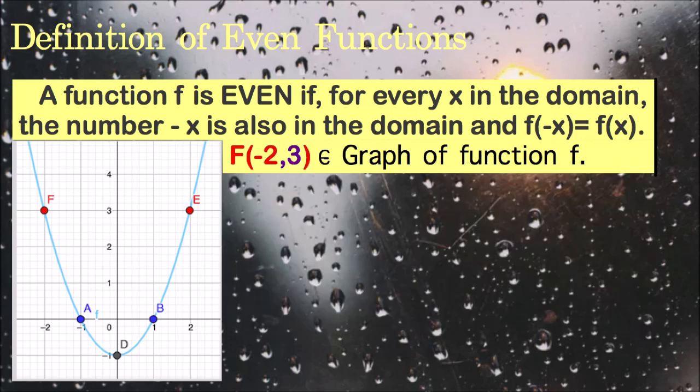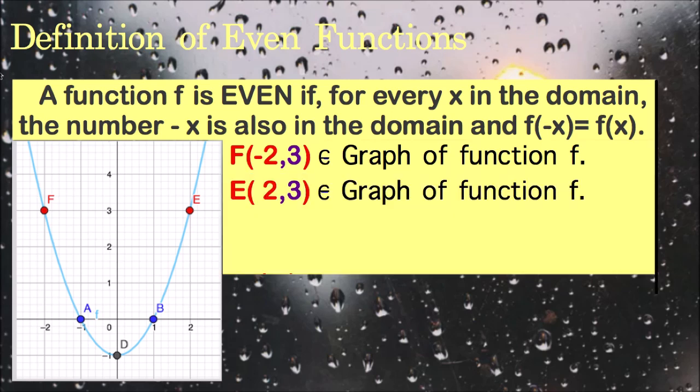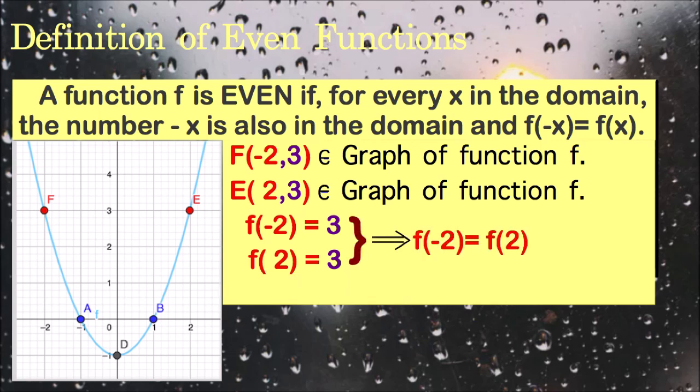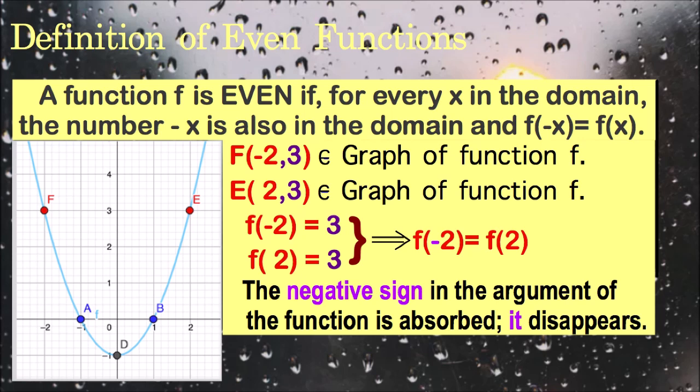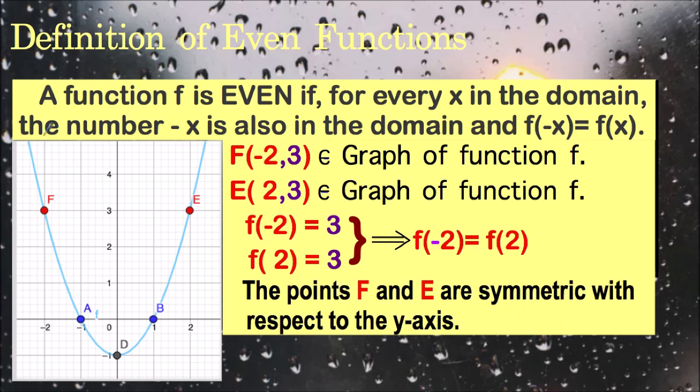F negative 2, 3 belongs to the graph of function f. E 2, 3 also belongs to the graph of function f. F of negative 2 equals 3. F of 2 equals 3. Thus, f of negative 2 equals f of 2. The negative sign in the argument of the function is absorbed. It disappears. The points F and E are symmetric with respect to the y-axis.